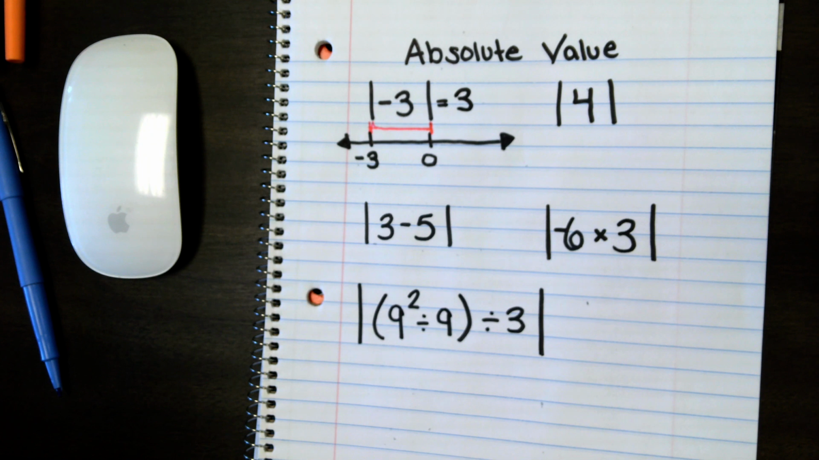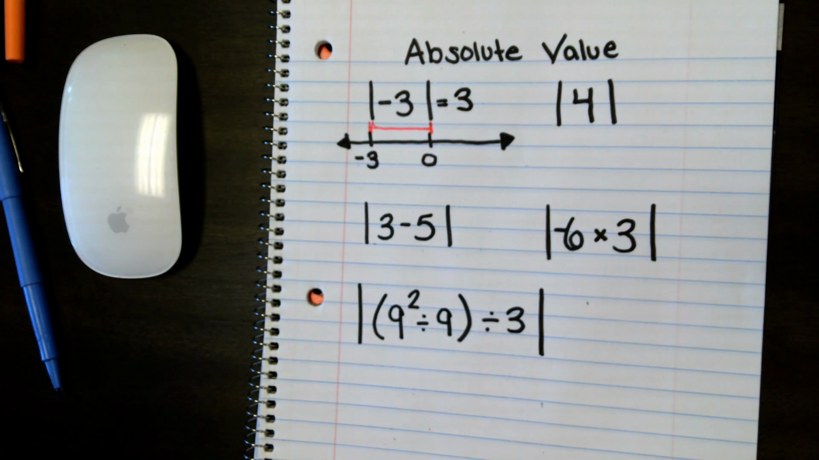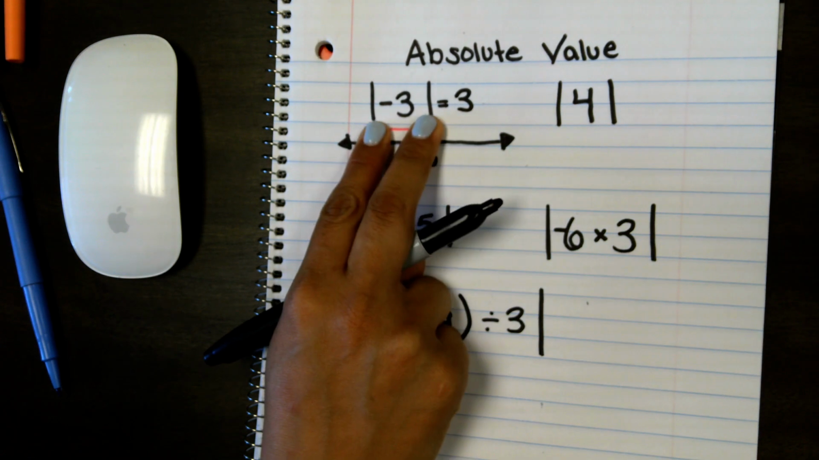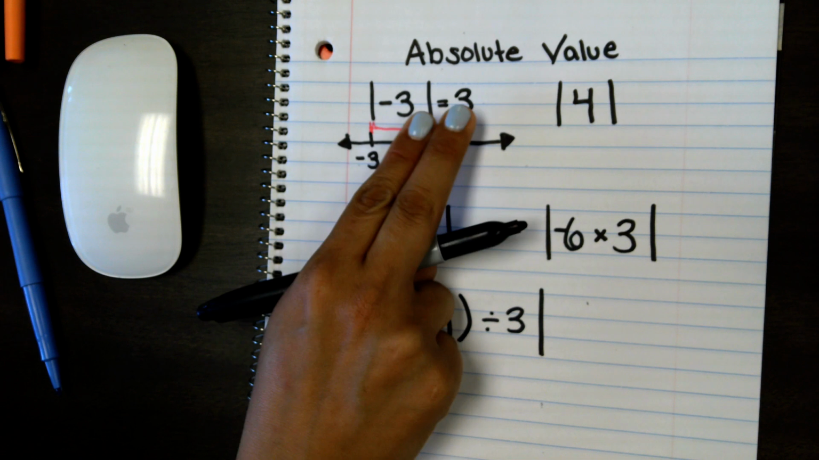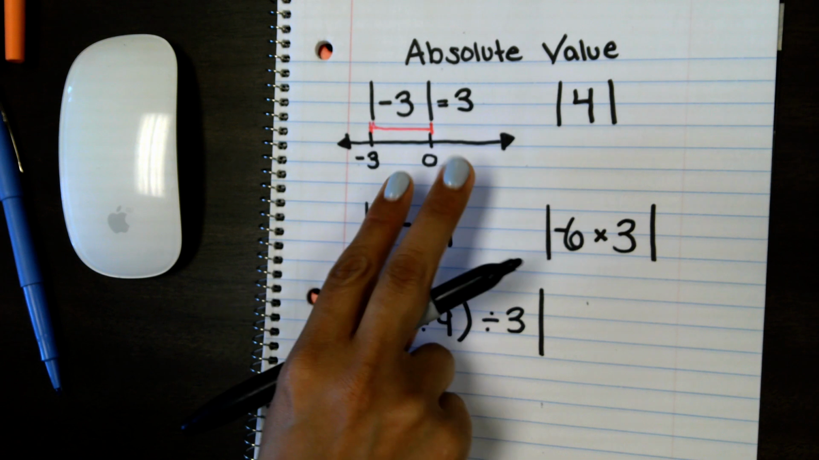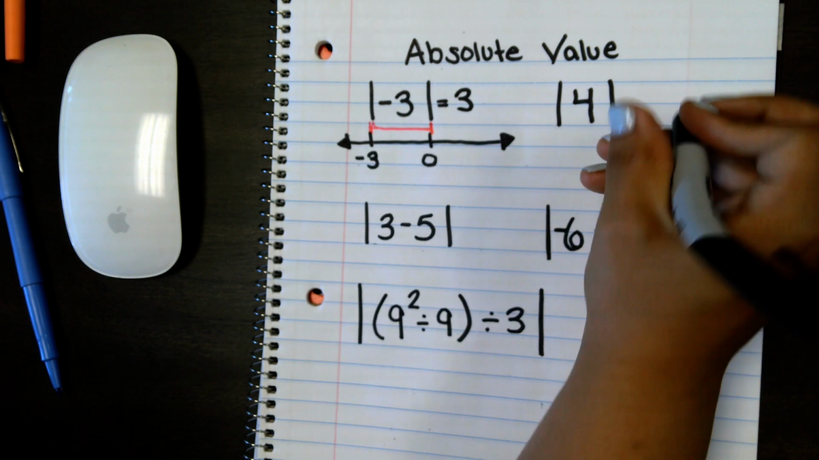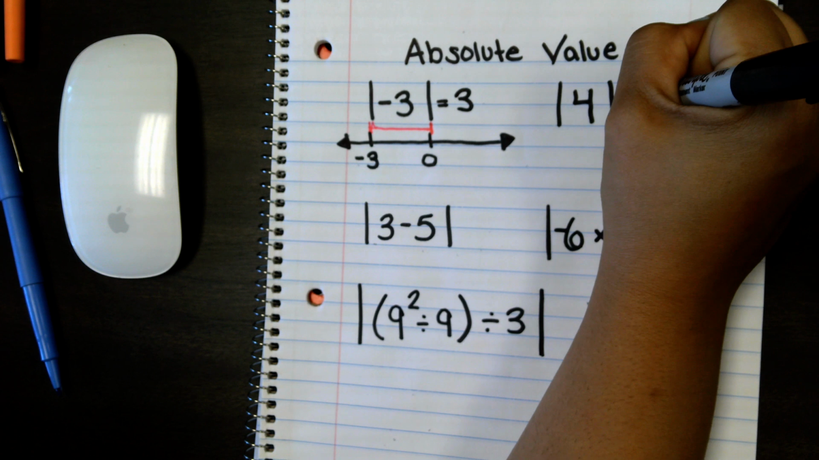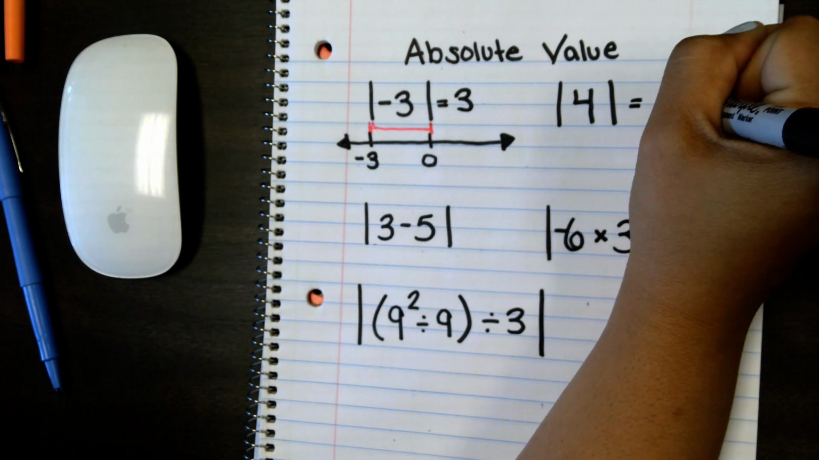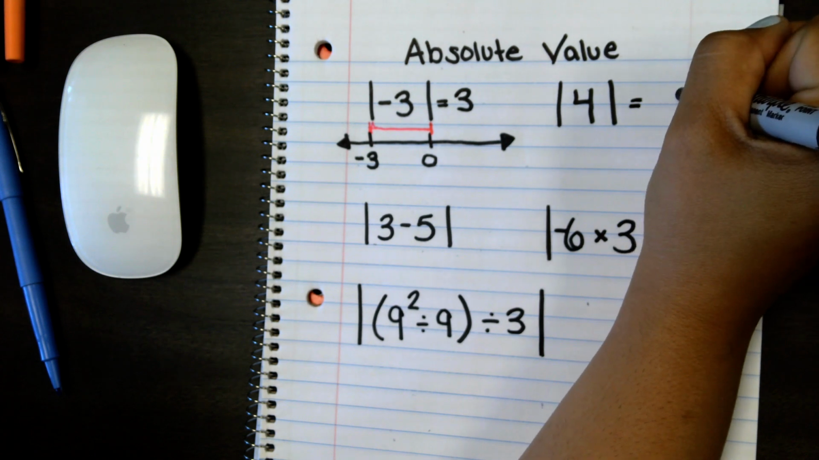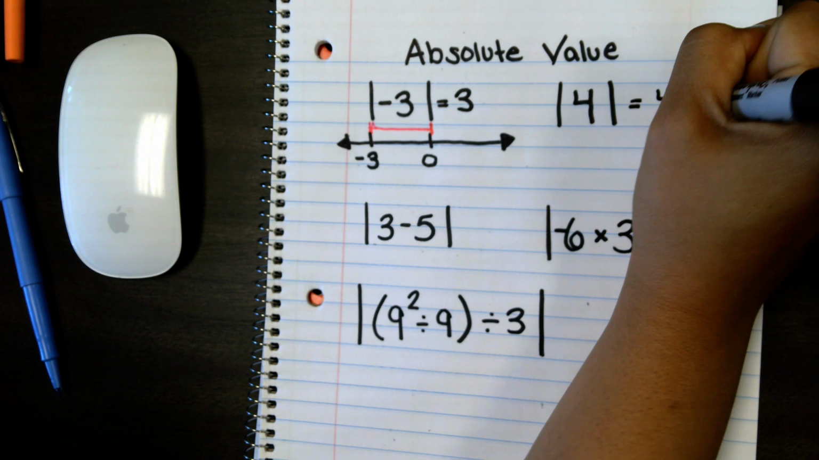So what a lot of people think is that the absolute value signs just kind of change things to a positive number. And they kind of do, because you're talking about the distance from 0, and distance is always going to be positive. So the absolute value of 4 would be, well, 4 is 4 away from 0. So it's 4.